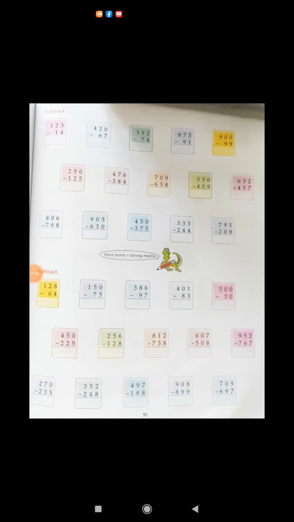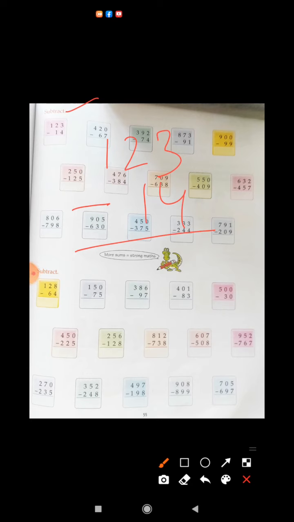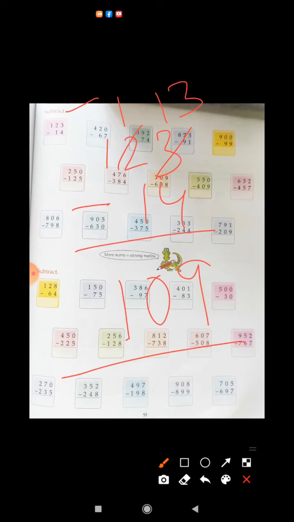Now come to page number 55. This is also same. Question number 1. The question is 123 minus 14. First subtract the ones. 3 is less than 4, take borrow from tens. Here will be 13 and here 1 remaining. 13 minus 4 is 9 and 1 minus 1 is 0 and 1 minus 0 is 1. The answer is 109. Write in the space given 109.